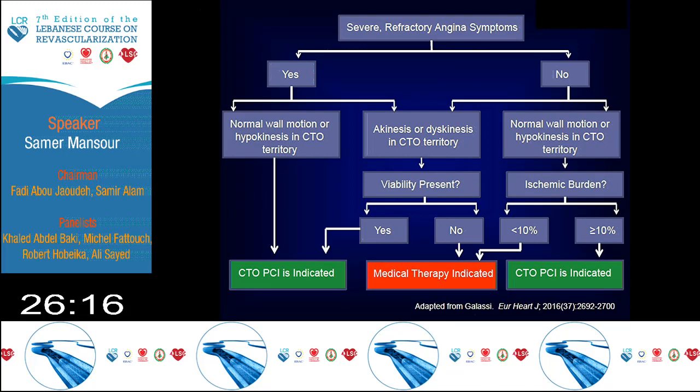So Dr. Galassi put in this nice paper in European Heart Journal how we proceed to pick the patients that need to be revascularized having a CTO. First of all, the symptoms. If the patient is suffering from any angina despite medical therapy, you look at the LV. If you have a normal LV, you have a normal viability. Angina by itself is equivalent to ischemia. Then you go and you perform the CTO. If the patient does not have angina, then you look at the LV function, you look at the viability. If there is no viability, it's a scar, there is no need to touch that vessel.